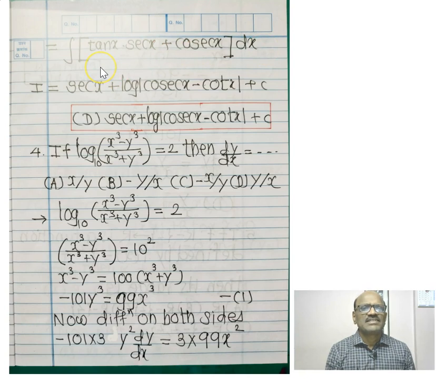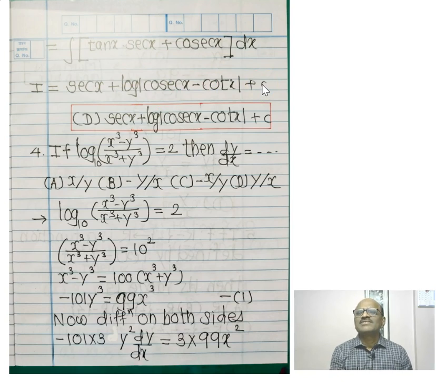Now see this, the derivative of sec x is sec x into tan x. Therefore, the integral of sec x tan x is sec x. Again, the integral of cosec x is a special case. Cosec x is not the derivative of any term. Therefore, we have derived it in the textbook. That is, its integral is log of cosec x minus cot x plus c.